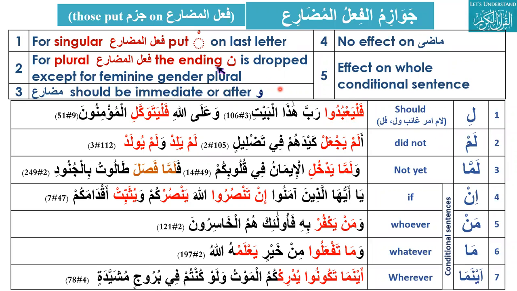Brother Azhar. Assalamu alaikum. Walaikum assalam. First, please, jawazim al-fi'l al-mudari are? Li, lam, lamma, in, man, ma, aynama. Okay, li means here should. And this li is called? Lam amr ghaib. This ghaib comes before wa or fa. It comes with the combination of wa and fa. Okay, and lam means? Did not. Lamma? Not yet. In, if; man, whoever; ma, whatever; aynama, wherever.